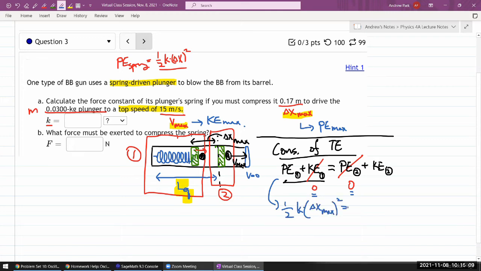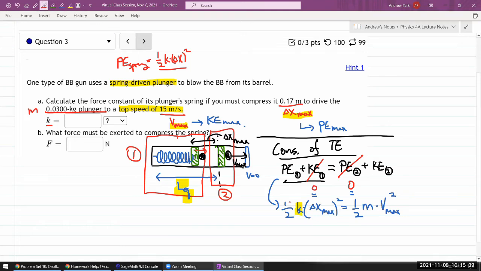squared, is equal to my final, or the kinetic energy at the equilibrium position of a spring. So that would be another 1/2 mass of the plunger, standing in for mass of everything that's getting pushed around by the spring, times the maximum speed of the plunger squared. Okay, so that's my equation. I see one unknown, spring constant, and I think everything else is known.